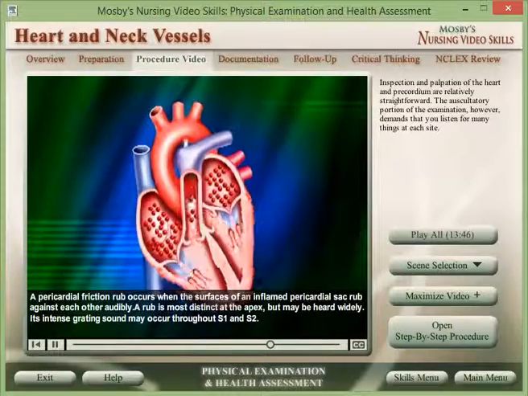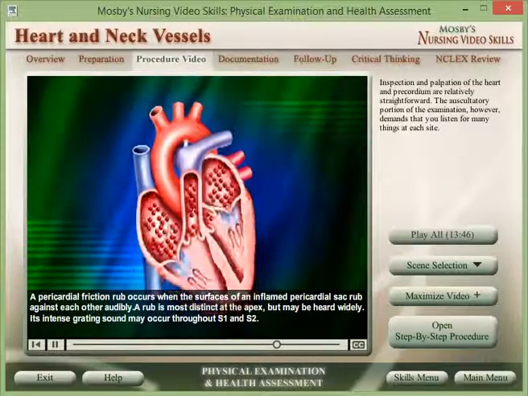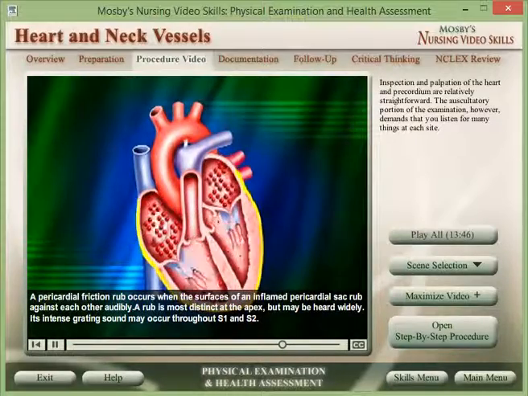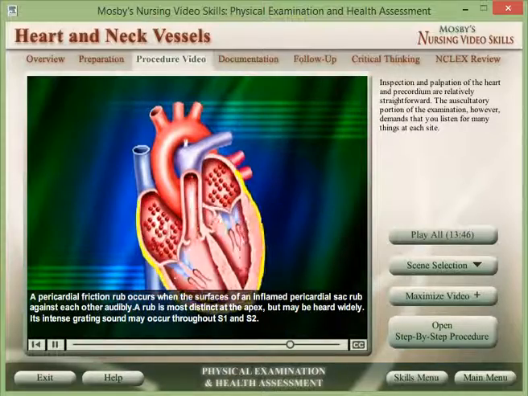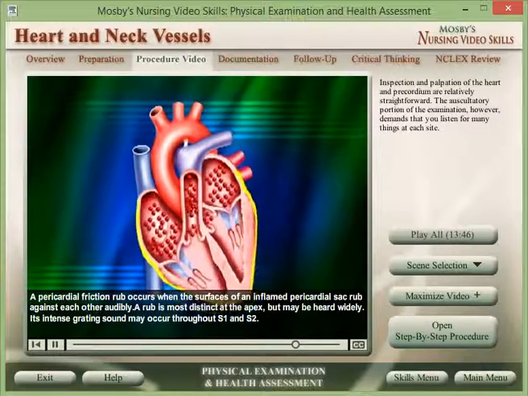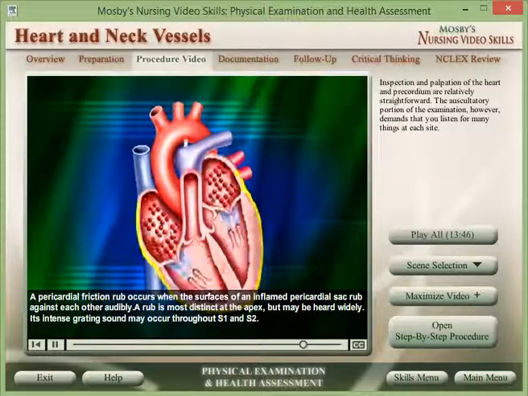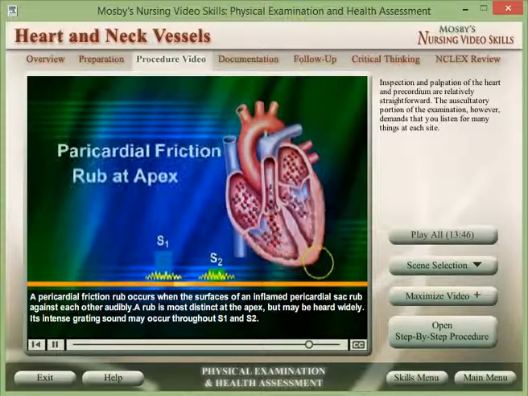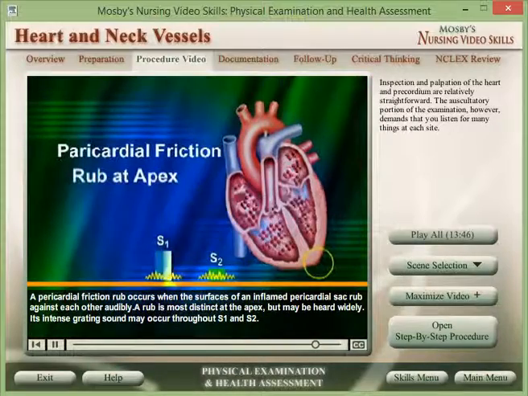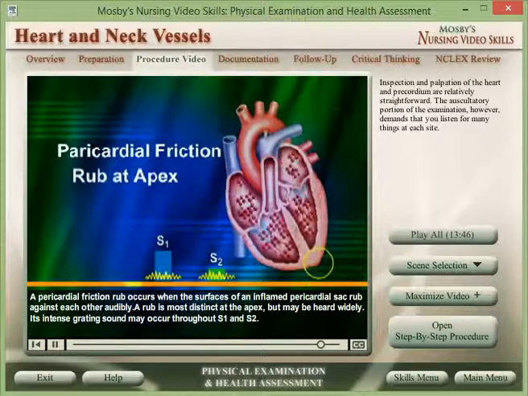A pericardial friction rub occurs when the surfaces of an inflamed pericardial sac rub against each other audibly. A rub is most distinct at the apex, but may be heard widely. Its intense grating sound may occur throughout S1 and S2.